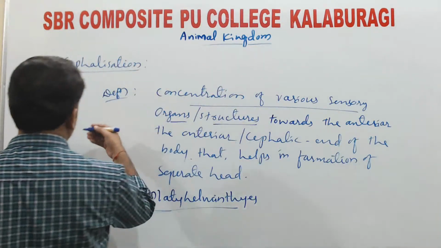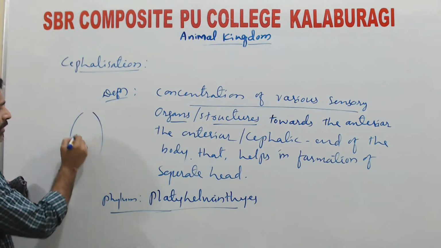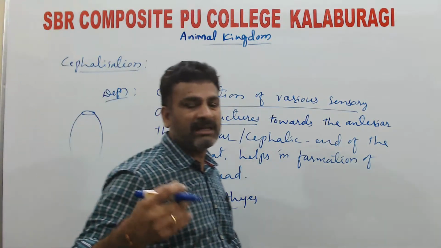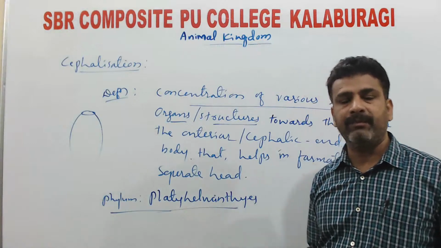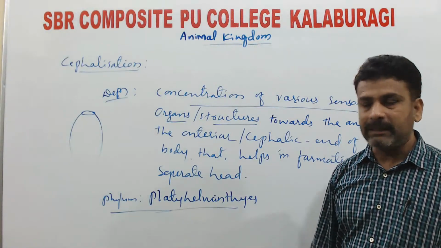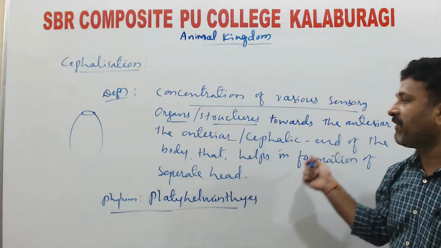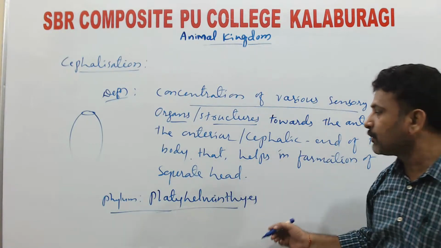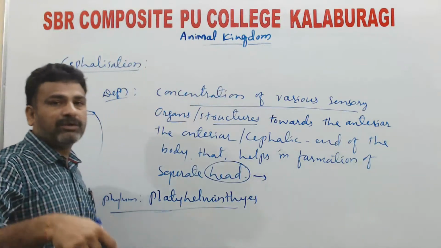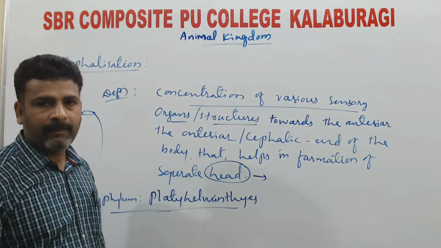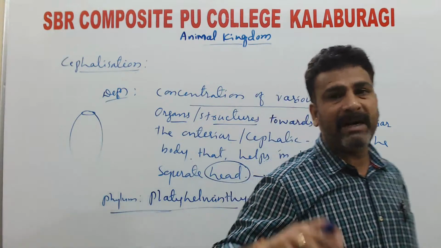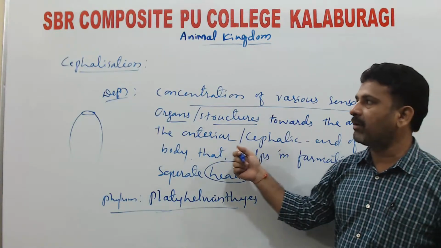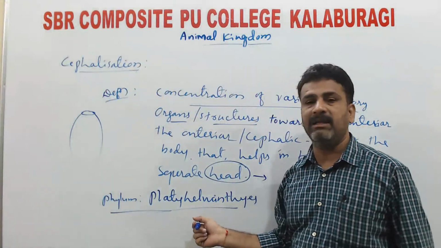As I said, the head region in Platyhelminthes, as I already drew, possesses hooks as well as suckers. Apart from that, they also possess numerous sensory cells which are tactile in nature. Such sensory cells are present towards the anterior or cephalic end of the body, which is modified into a separate head region. This head formation occurs due to the fusion of certain segments, forming a separate head region with various sensory cells or organs. That is called cephalization, commonly observed in Platyhelminthes.